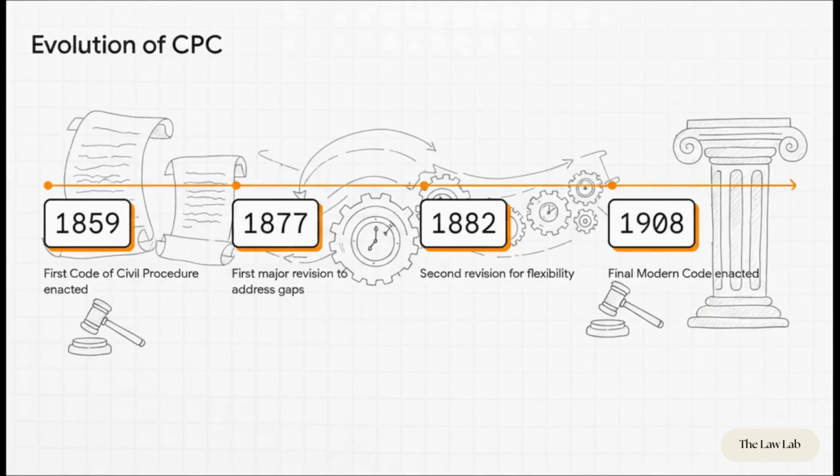And you know, this modern code didn't just appear out of thin air overnight. The Legislative Council of India first enacted a code way back in 1859, just to bring some uniformity to civil procedure. But, well, it had some pretty major gaps. So it went through a big revision in 1877, another one in 1882, and finally, to meet all the challenges of a modernizing society, the 1908 Code was enacted. Literally decades of refinement went into building a procedural blueprint strong enough to stand the test of time.